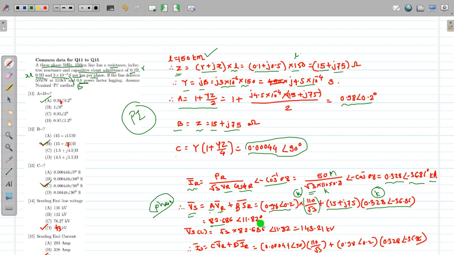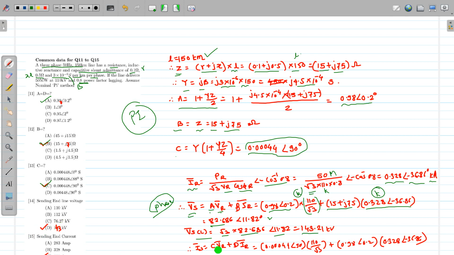82.686 at an angle of 11.88. But keep in mind this voltage is a phase value. We want to determine the line value, hence I have multiplied it by root 3. 82.686 multiplied by root 3 at an angle of 11.82 will give you 143. So option D is correct.